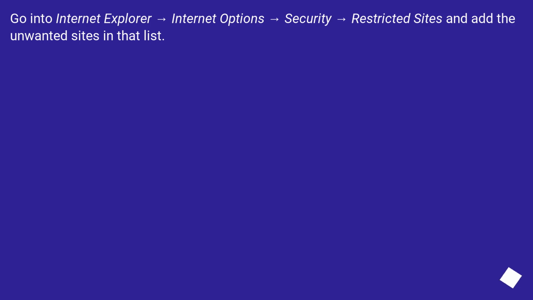Go into Internet Explorer, Internet Options, Security, Restricted Sites, and add the unwanted sites in that list.